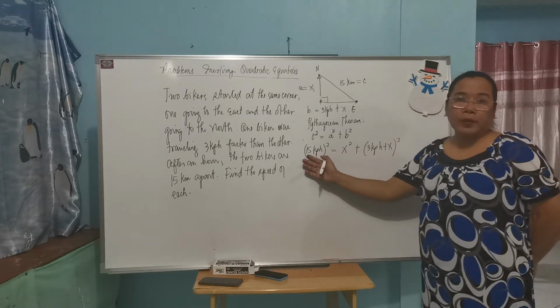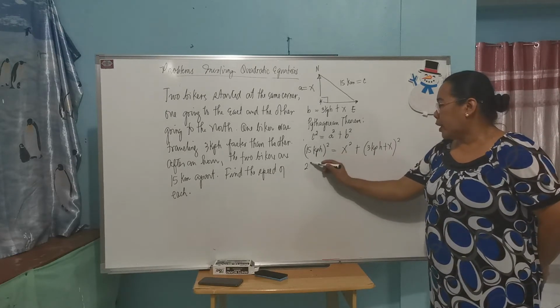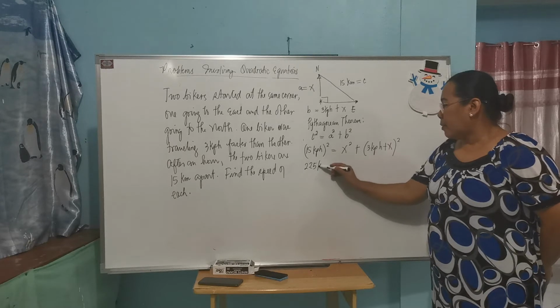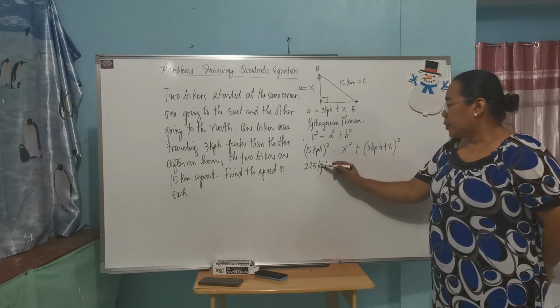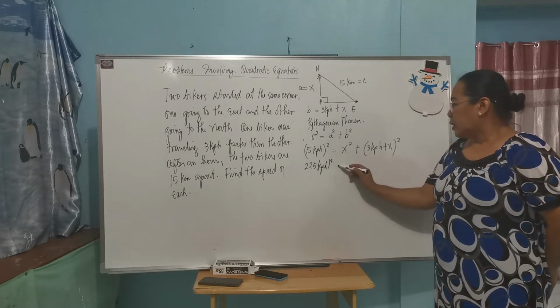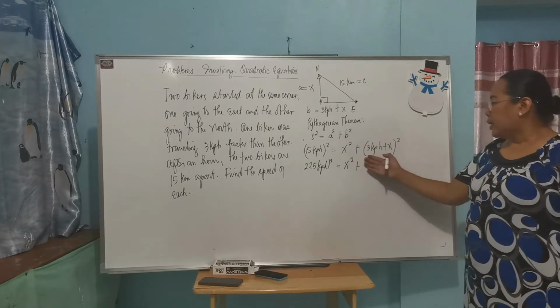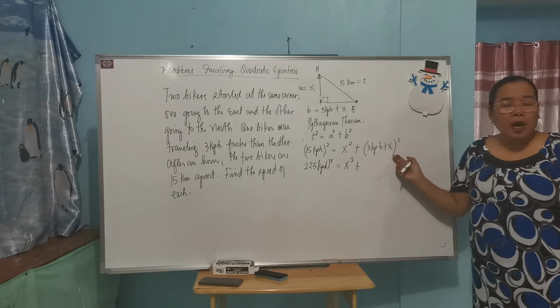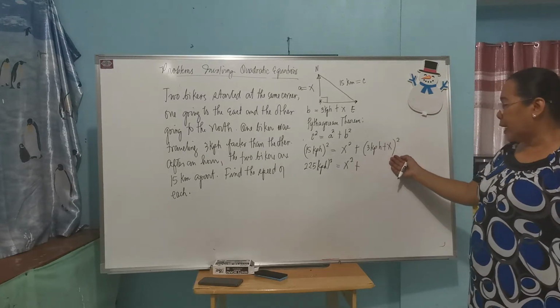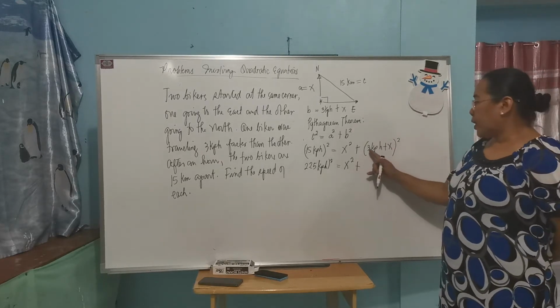Simplifying, what is 15 squared? That is 225 kilometers per hour squared, which is equal to x squared plus, this is the square of a binomial. So how are we going to square a binomial? This is a special product.